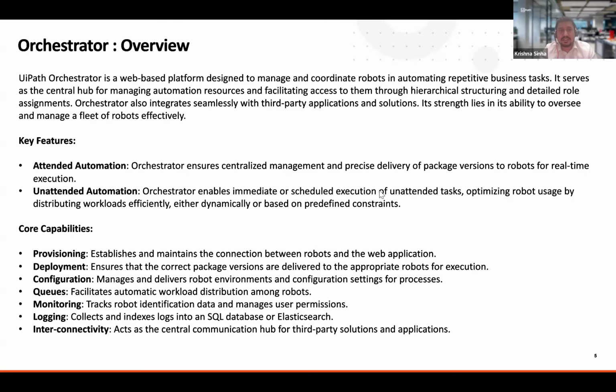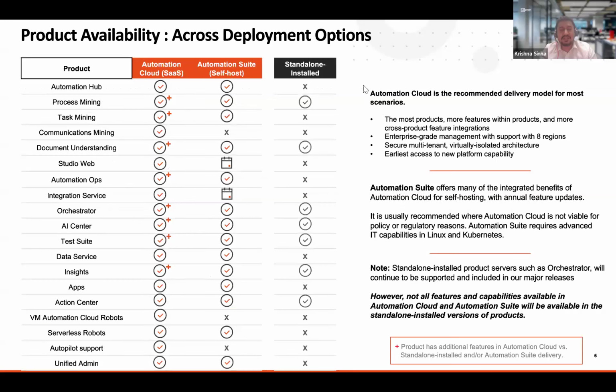Moving ahead, here is the product availability. What are the deployment options we have? Basically, we have three deployment options: automation cloud, where we can deploy and we have the orchestrator; automation suite, where we have the self-hosted platform; and standalone installed. Standalone is the on-premise orchestrator installation.